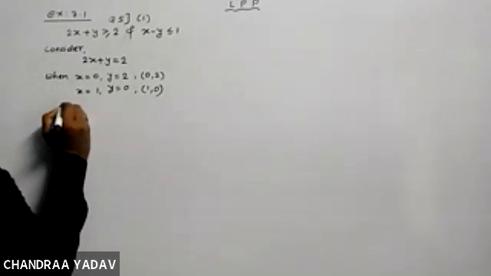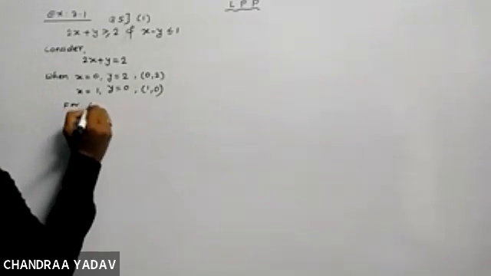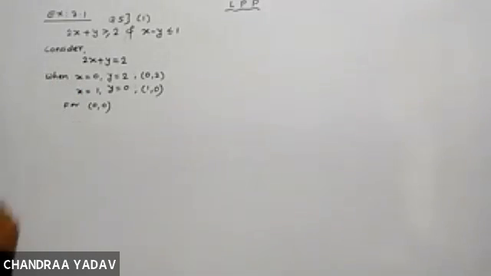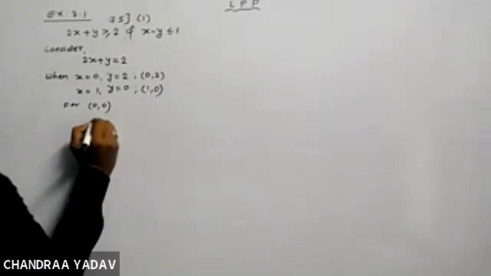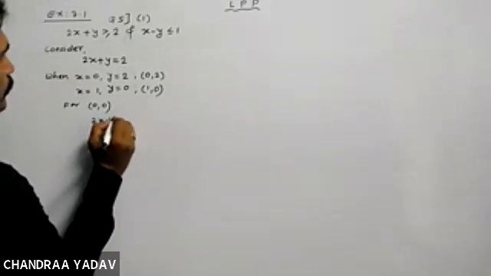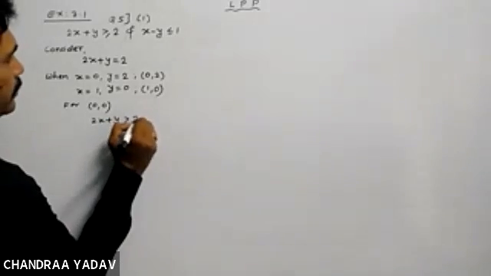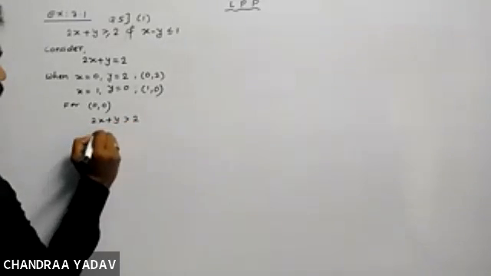Now here we'll write for (0, 0), 2x plus y is greater than 2. So we'll write here.